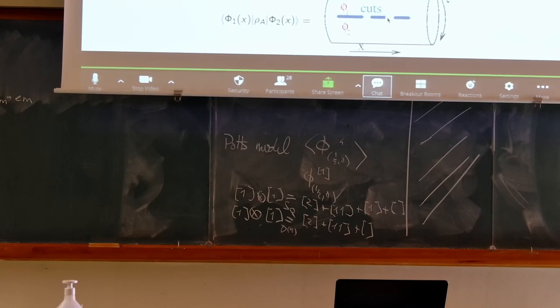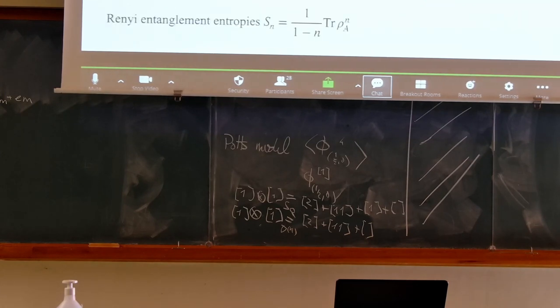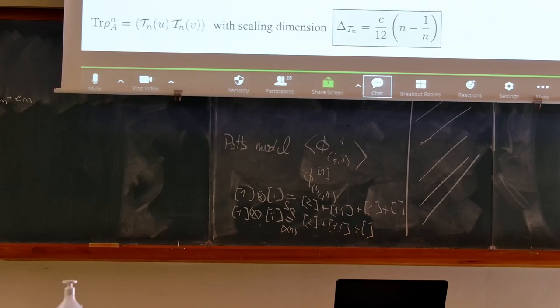And then from this, you can construct the moments of the reduced density matrix for integer n as the partition function on this n-sheeted Riemann surface in which the various sheets are joined cyclically along A, exactly like shown in this plot here. This partition function can be evaluated by conformal mapping techniques. Everything is very standard.